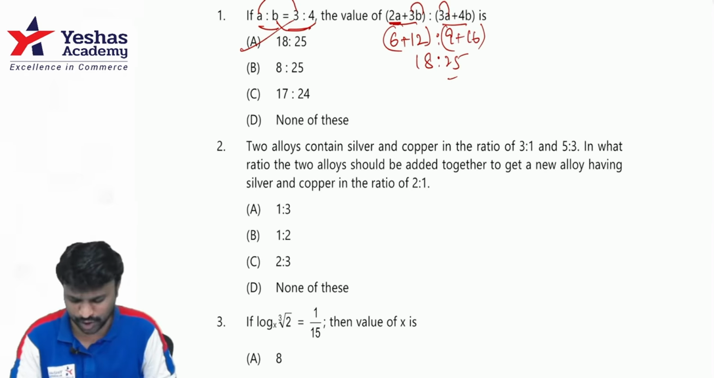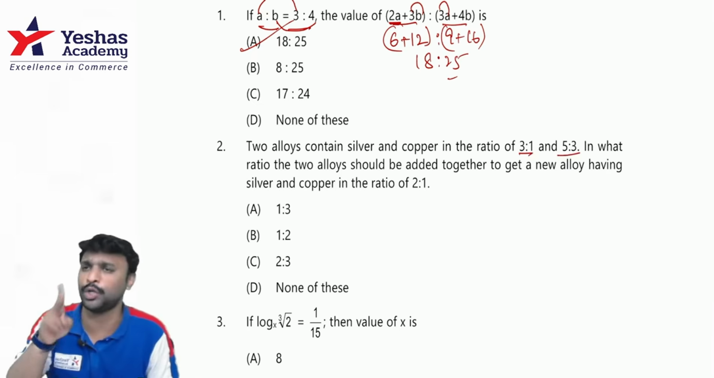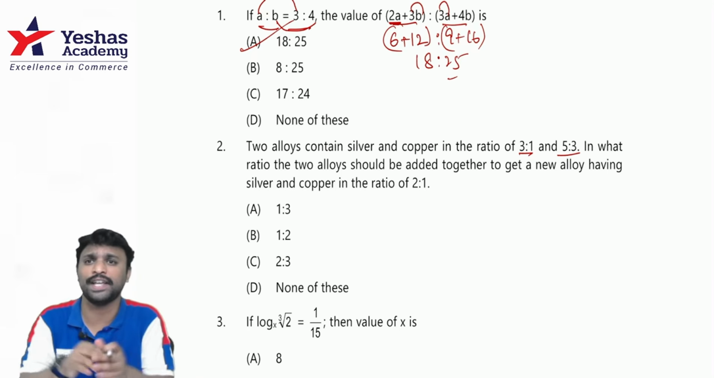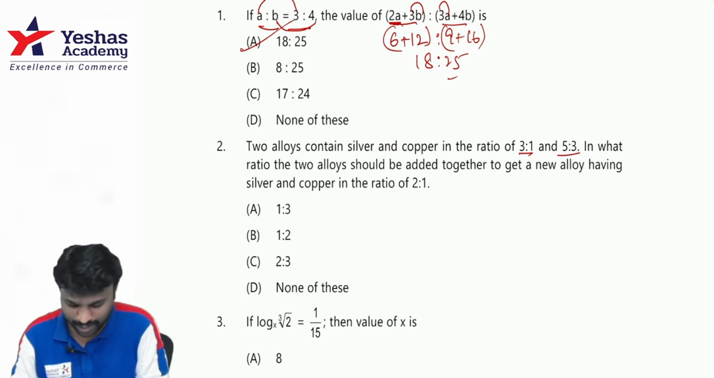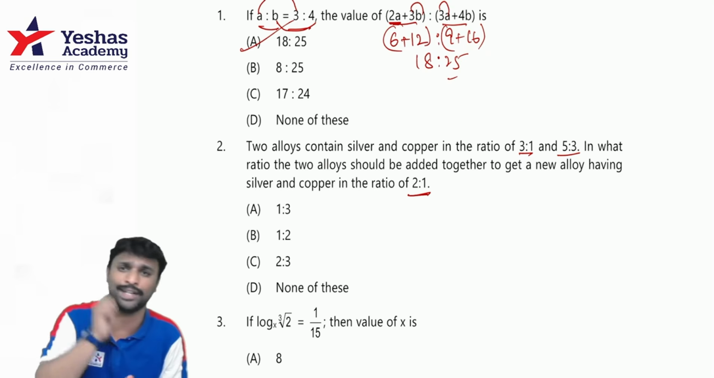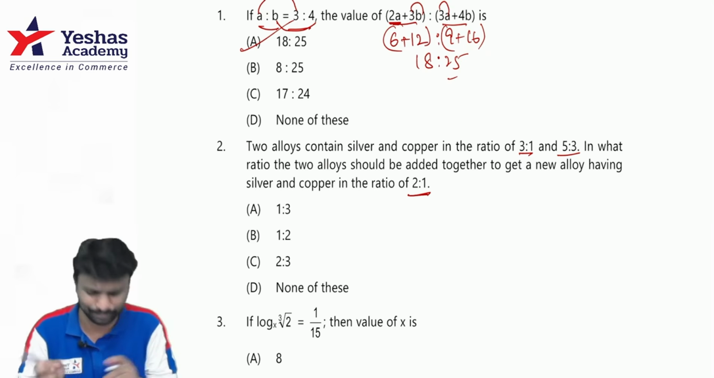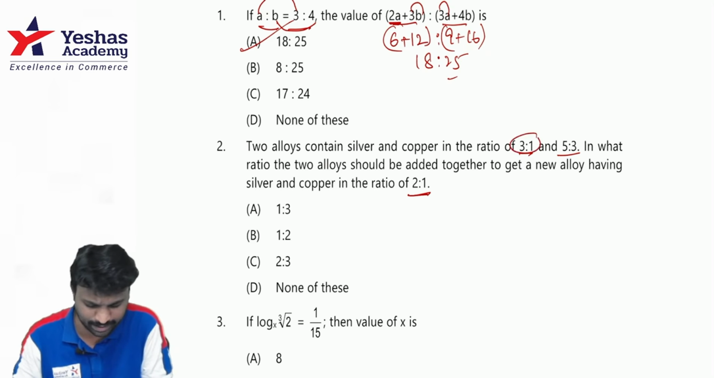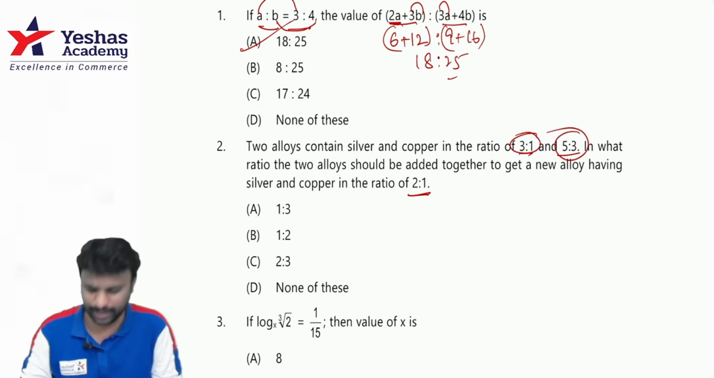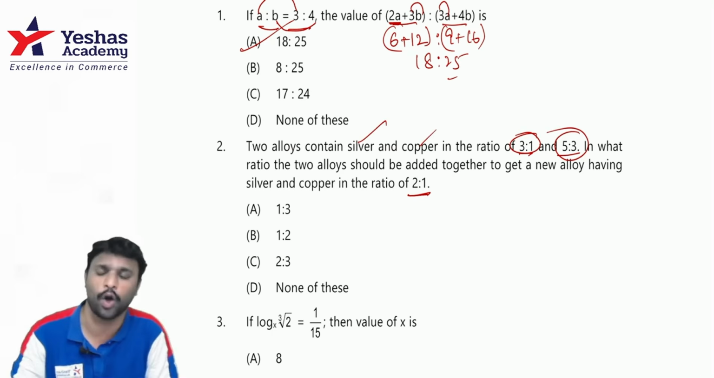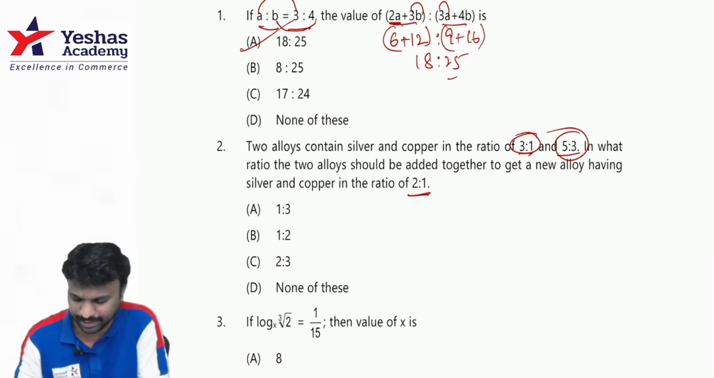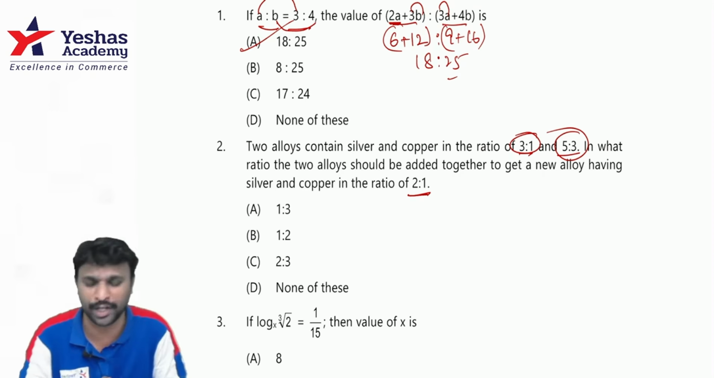Guys, moving on to the next question. It is a question based on two ratios, and in what ratio these two have to be mixed so as to obtain the resultant ratio as 2 is to 1. It's basically an alloy of two things. One is silver and copper. The first part is silver and the second part is copper in each ratio.